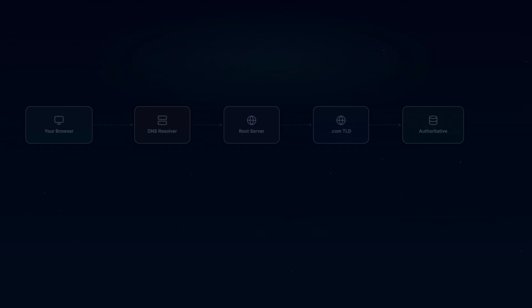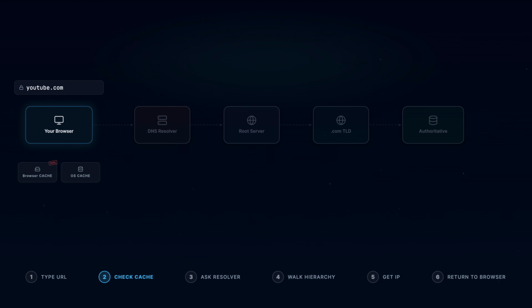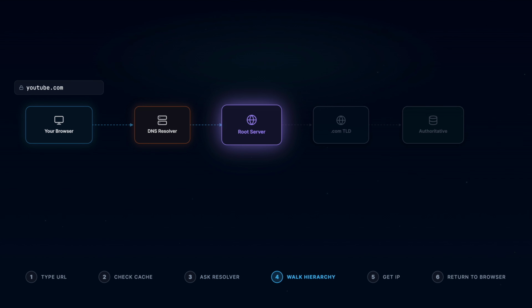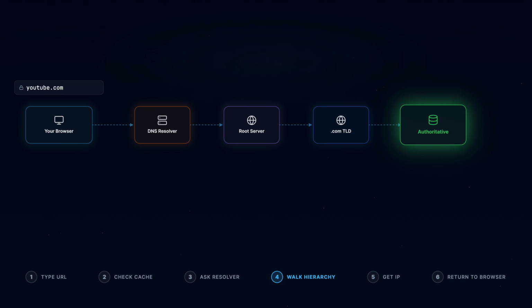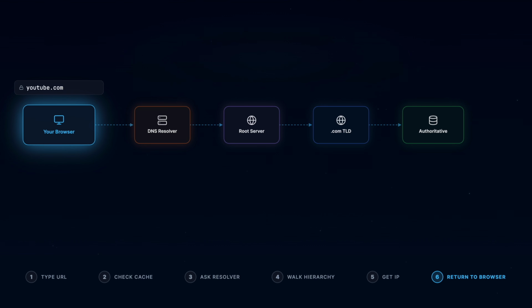Let's quickly recap the full DNS lookup. You type youtube.com into your browser. First, your browser and operating system check cache. If the answer is not found, your computer asks a recursive resolver. The resolver asks a root server. The root server points it to the .com TLD server. The TLD server points it to the authoritative DNS server for youtube.com. The authoritative server returns the IP address. Then the resolver sends that IP address back to your browser. And now the domain name has been resolved into an address.